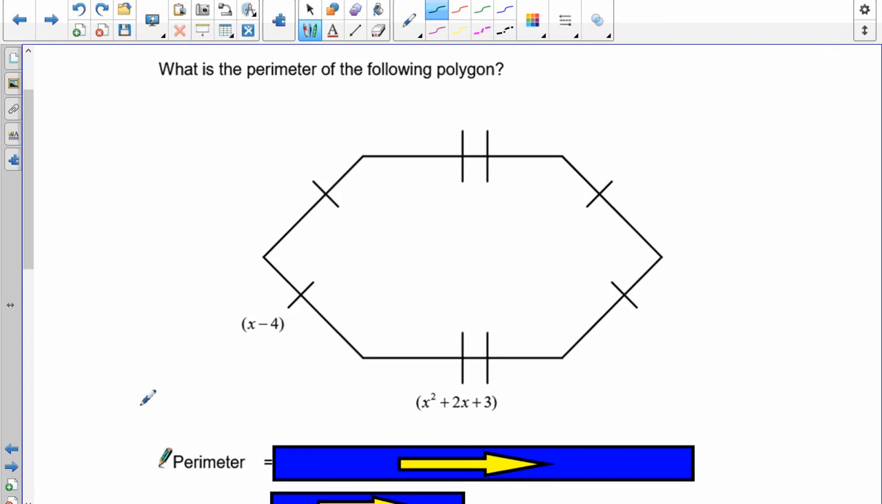All right, pause the recording, and this time I want you to do this by yourself. Remember that if they have the same marks, that they're the same. So this is a single, that's a single, so this is also an x plus 4 right there. All right? And this is a double, and that's a double, so this one here and that one there are the same. So let's have you do this one. Pause the recording and do it.